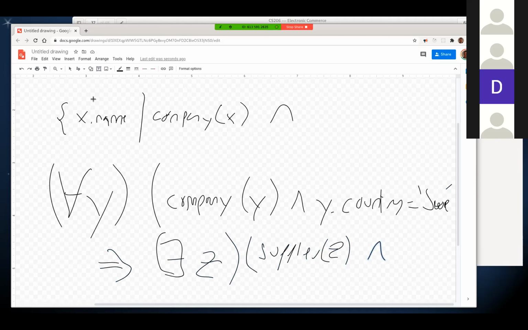Z dot from equals X dot id, right? And Z dot to equals Y dot id. Okay? That, and that. That matches this one. Oh, and then we have to have this. Okay, that's this guy right here matches this guy right here.